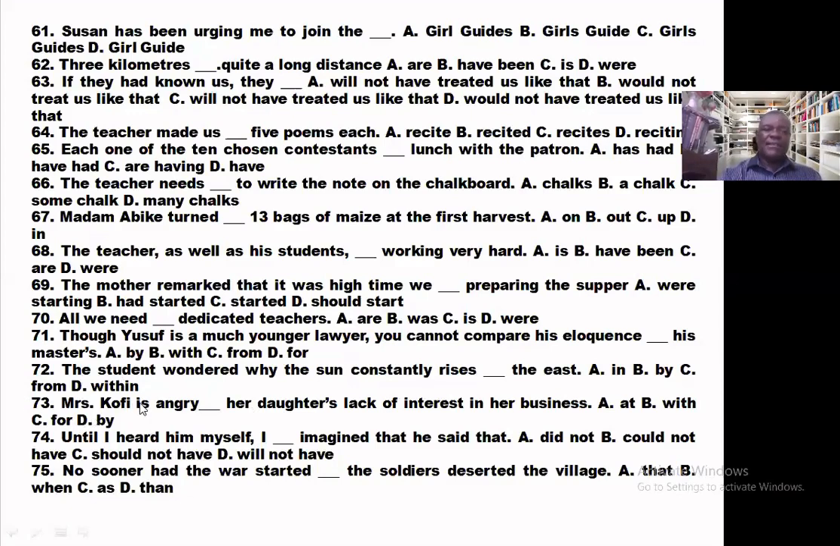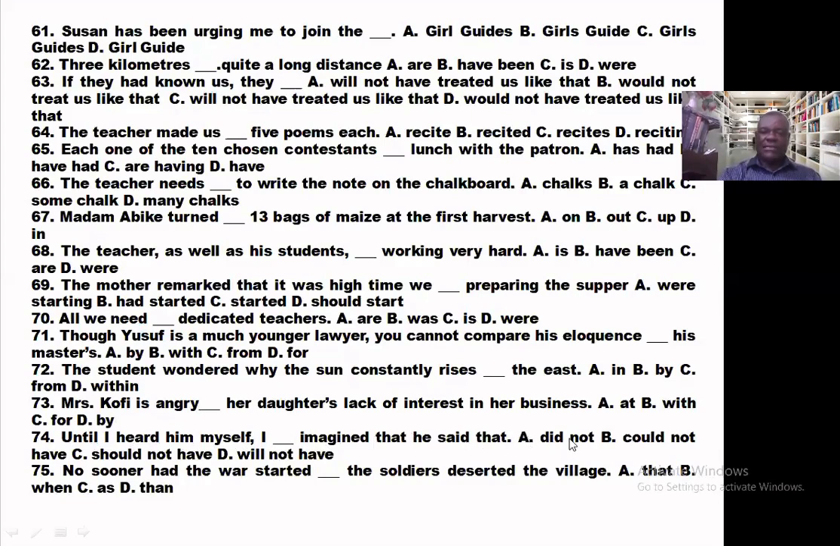73: Mrs. Kofi is angry dash her daughter's lack of interest in her business. You can be angry at something, but you can be angry with somebody. So if you are talking of something, you are angry at it. You are talking of someone, you are angry with the person. But here it is talking of something: Mrs. Kofi is angry at her daughter's lack of interest in her business. So at is correct.